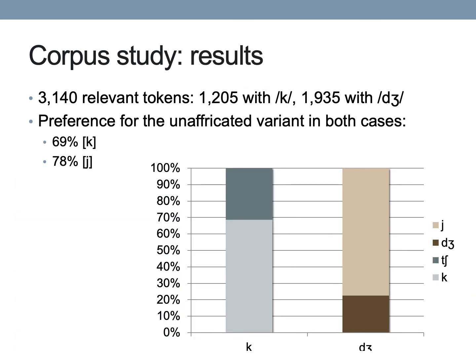The first finding was that there was a general preference for the unaffricated variants in both cases. So almost 70% of target words with the velar stop remained unaffricated, and almost 80% of target words with j underwent lenition into y.